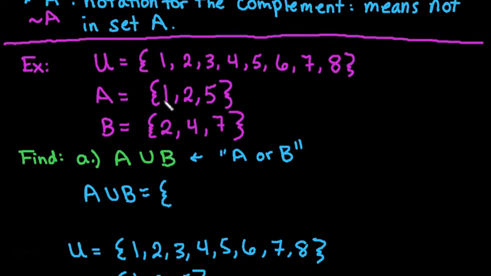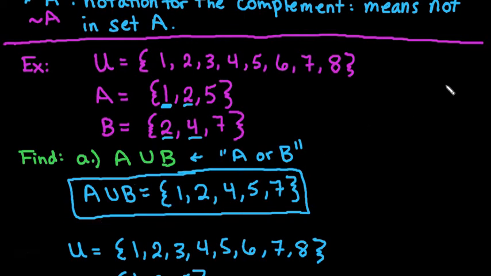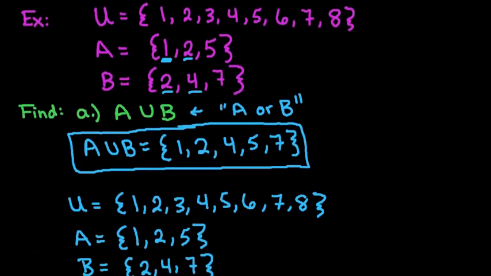And then you would go through and you would see, of my universal numbers up here, which ones are in either A or B. So if we go through it, we have a 1, we have 2, and even though it's in both of them, you only write it once. We have 4, we have 5, and we have 7. So if it says A or B, you are looking for any value that appears in either set, and then that's your final answer. So it's not difficult at all. Okay, let's try another one.